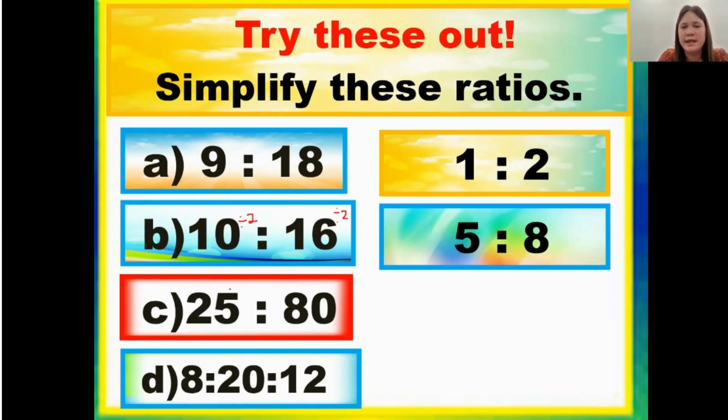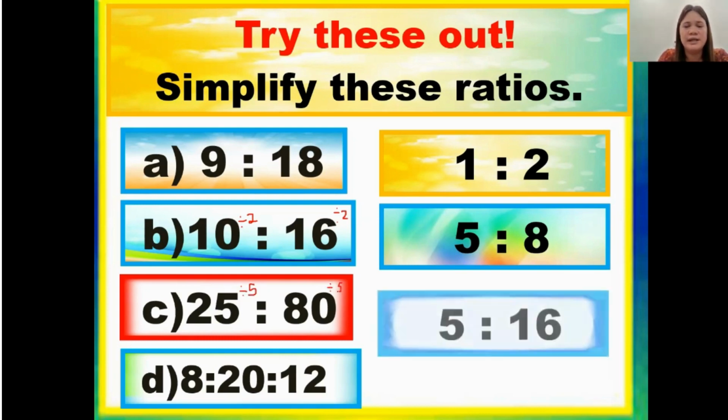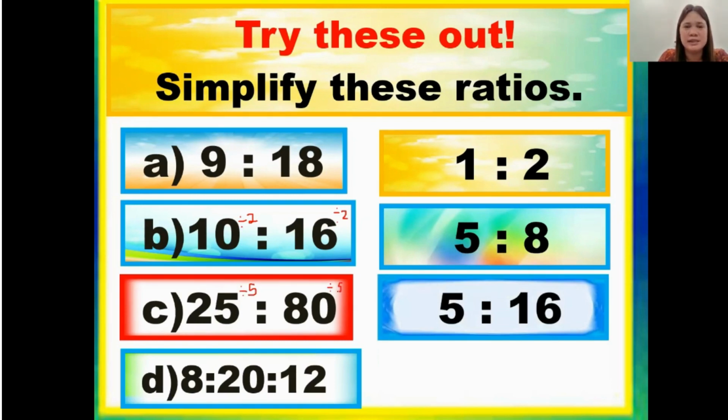For 25 and 80, what do you think is the highest common factor? Yes, it's 5. You are correct. So I'm going to divide this 25 by 5. That will give me 5. And I'm going to divide also 80 by 5. And that will give me 16. So the final answer is 5 to 16. Did you get it right? You're right.